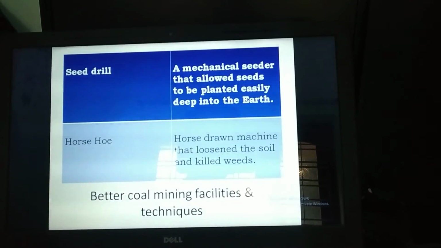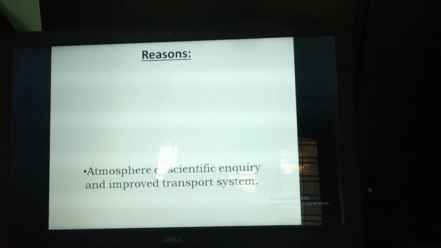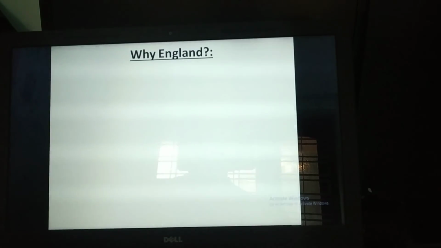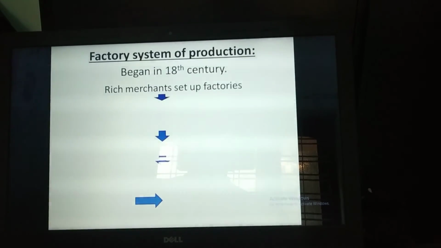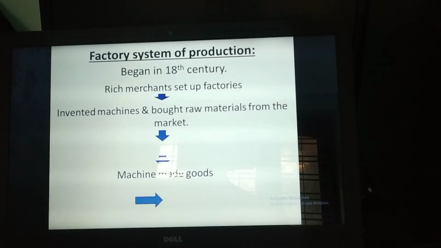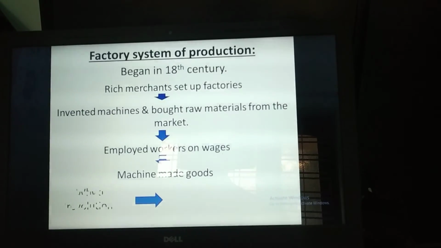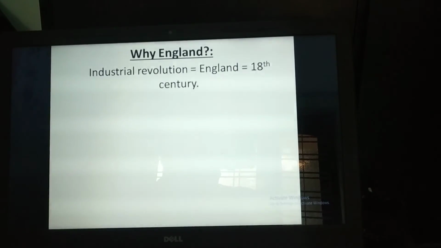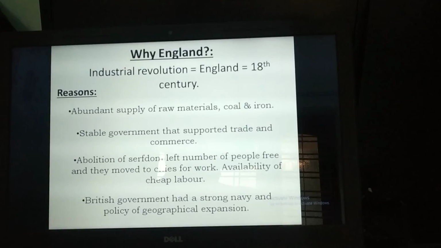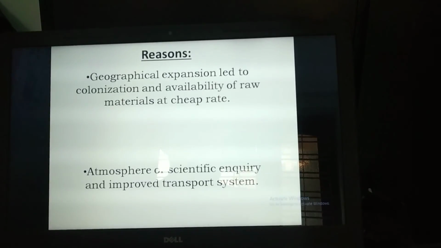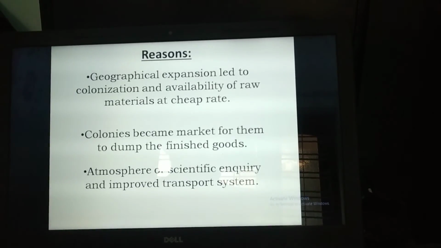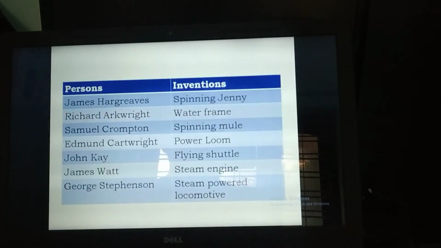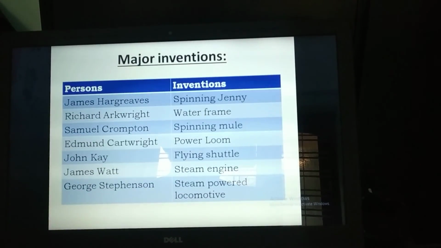So remember the things that led to the growth of the Industrial Revolution. What were the reasons? Remember the domestic system of production and the factory system of production. Understand the differences between these 2. Then we have why the Industrial Revolution happened in England, the reasons for it. The impact or the things that happened because of this Industrial Revolution, and the major inventions that happened in the world at that time.